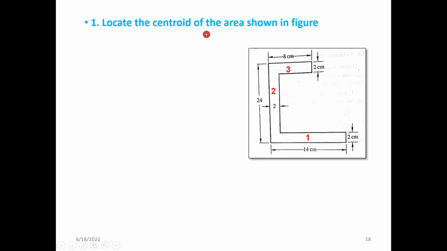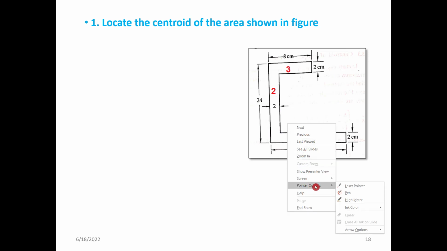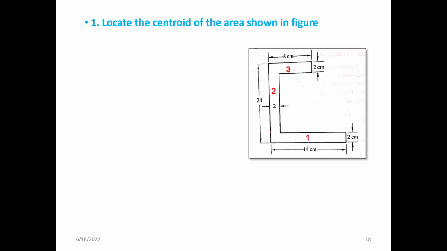We are supposed to find the centroid of the area shown in the figure. Actually these labels 1, 2, 3 won't be given in the question paper. We are given only this composite area. When we see it, the first thing that comes to mind is that it can be split into different rectangular shapes. Say like this, you can split at this point, this point, or you can also split like this.